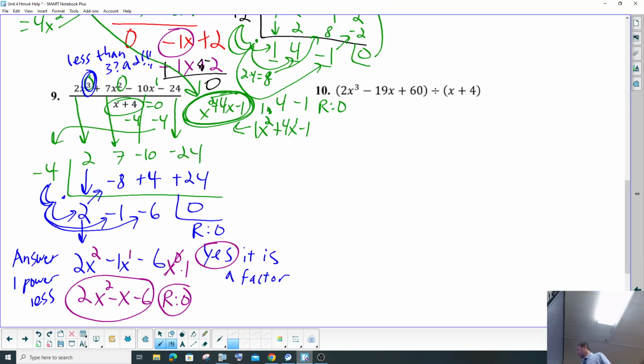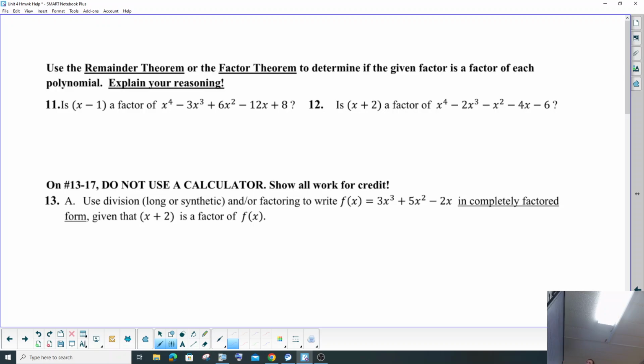Thanks for watching. So we're back, and we just helped you learn synthetic division, which is awesome. Now we're going to show you the remainder theorem or the factor theorem to determine if the given factor is a factor or not. Number 11, x minus 1: is x minus 1 a factor or not? We can use synthetic division, pretty easy to do that. You can also just plug it in. There are two ways to do it, and for number 11 we'll show you by plugging it in.